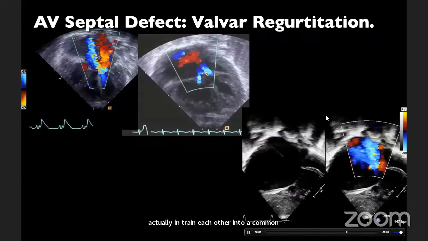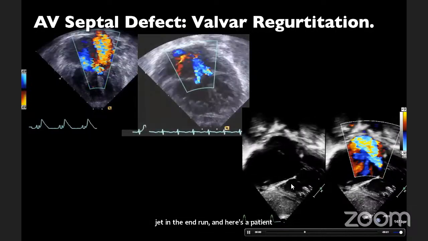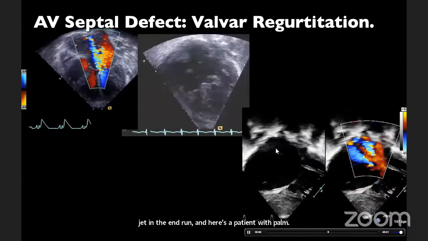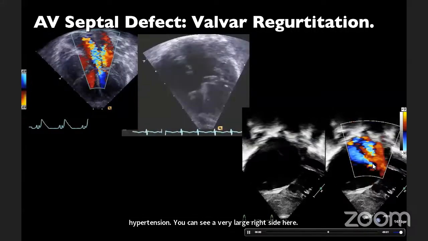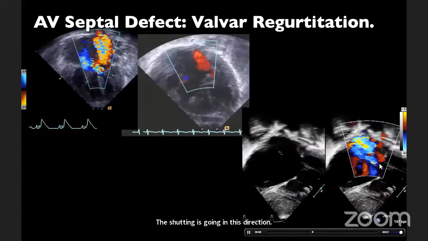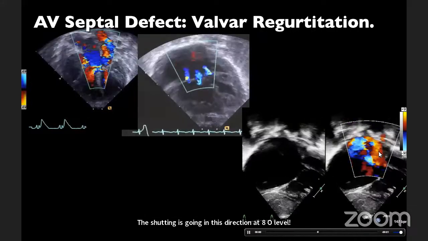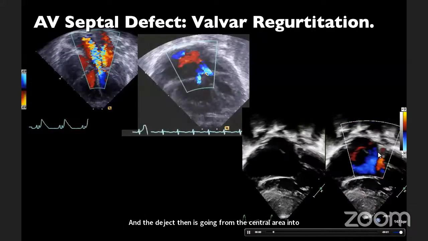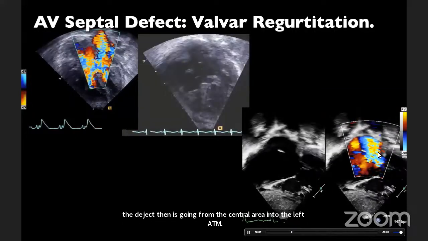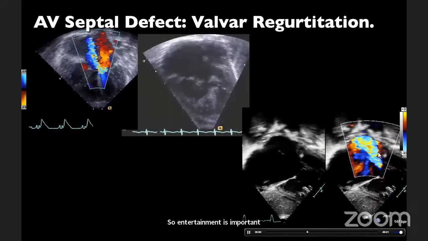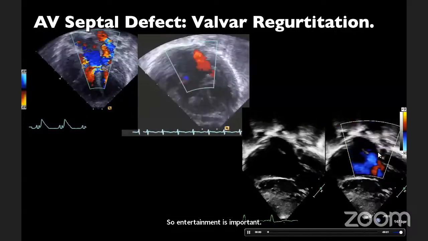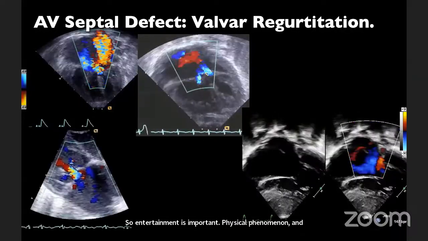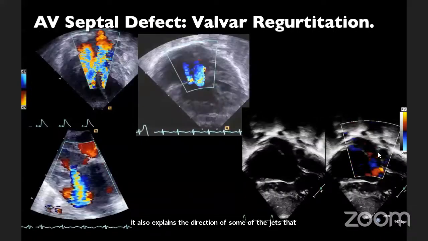And here's a patient with pulmonary hypertension. You can see a very large right side here. The shunting is going in this direction at atrial level, and the jet then is going from the central area into the left atrium. So entrainment is an important physical phenomenon, and it also explains the direction of some of the jets that we see on the echocardiogram.